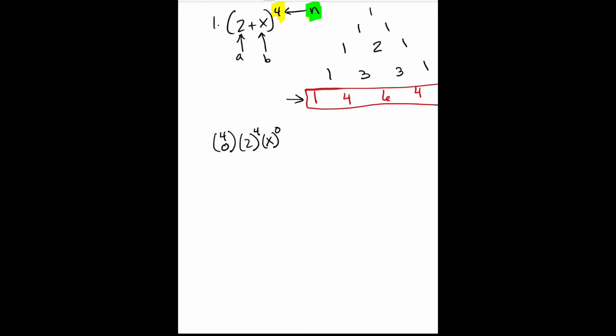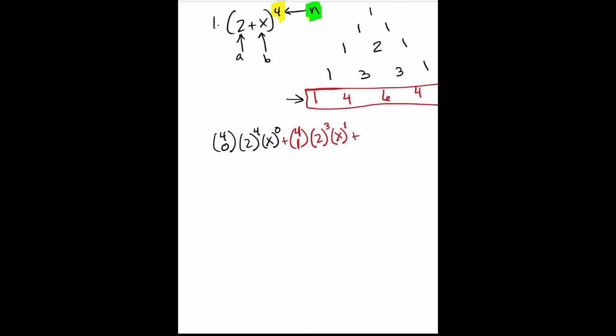All right, so then I'm going to add that to my second term, which will be some coefficient, which is still going to have n equal to 4. And then my second exponent will be 1. So it's going to be 4 choose 1 times my a term raised to the now third power times my b term, which is x, now raised to the 1 power. Okay?